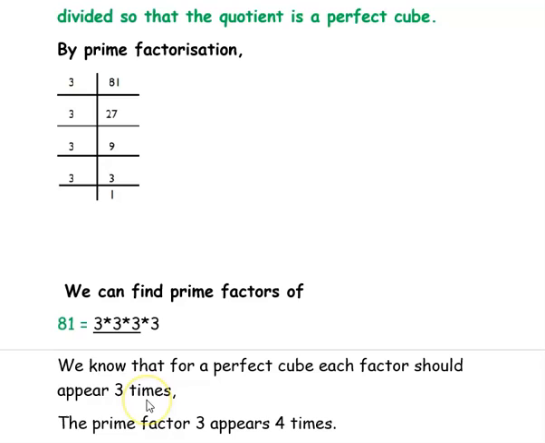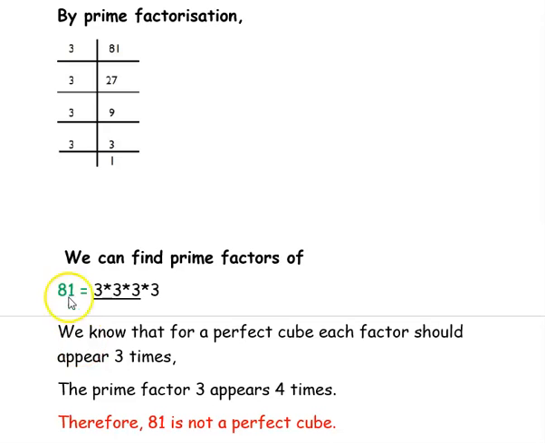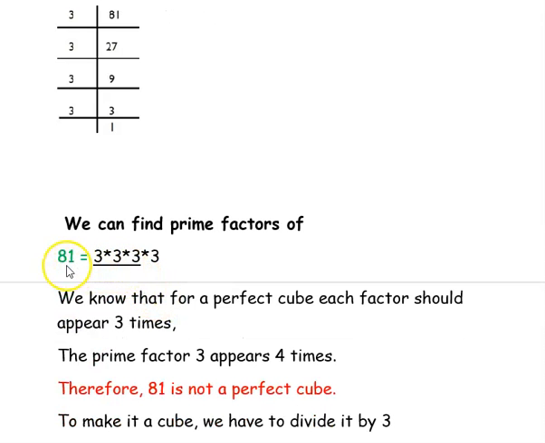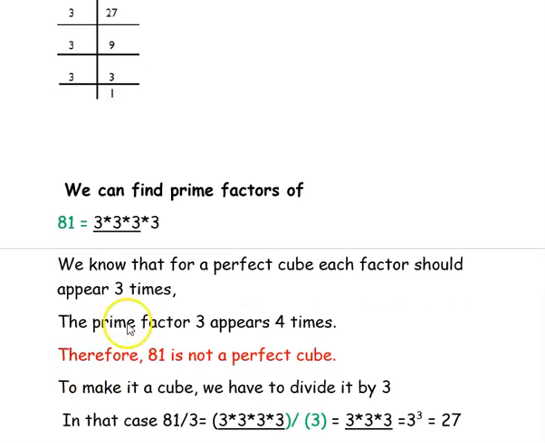We know that for a number to be a perfect cube, each factor should appear 3 times. Here 3 appears 4 times, so 81 is not a perfect cube. From these factors we can say that if 81 is divided by 3, then 3 appears 3 times, so it will become a perfect cube. So 3 is the smallest number by which 81 should be divided.